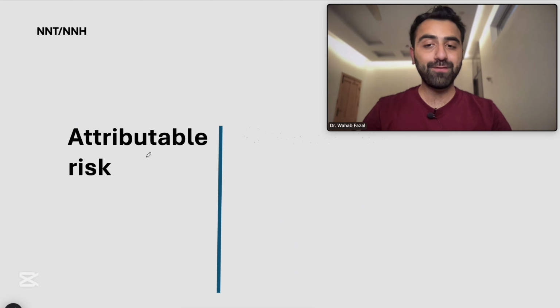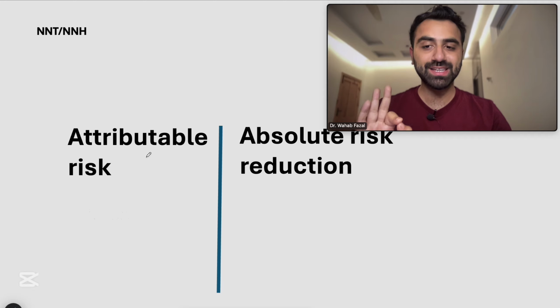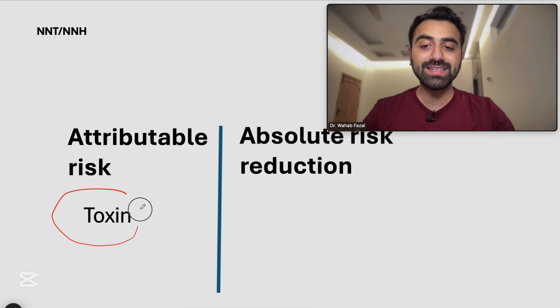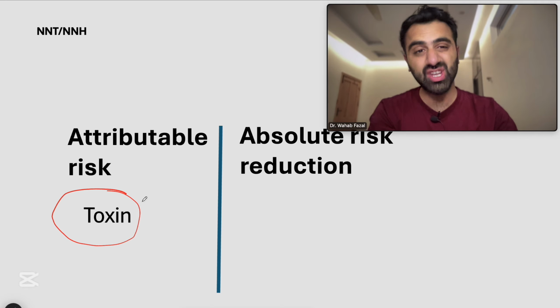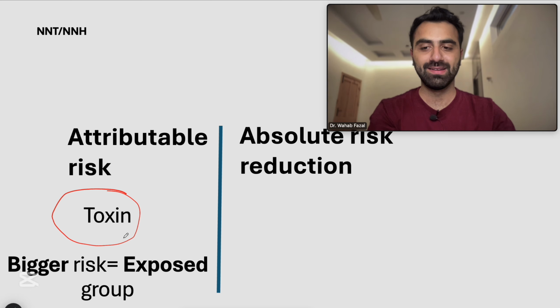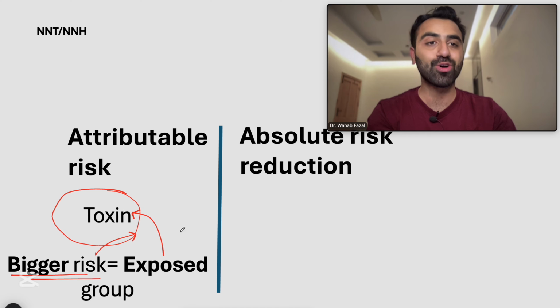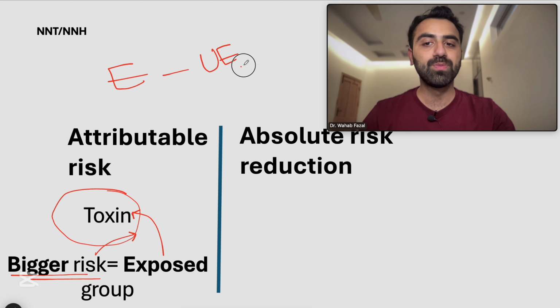But what's the difference between attributable risk and absolute risk reduction? Attributable risk is for a toxin, a carcinogen, smoking, something bad. And in this case, which group has the bigger risk? The exposed group, the group that is getting the toxin, the carcinogen. Therefore, it's always going to be exposed minus unexposed group. That will give you attributable risk.